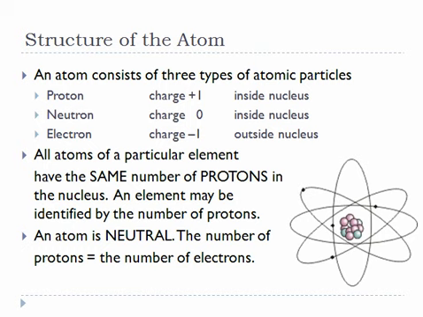All atoms of a particular element have the same number of protons in the nucleus. That's really important, so you should put a star or highlight that point. An element is actually identified by the number of protons it has. So if something has 6 protons, it is always 100% of the time carbon. If something has 2 protons, it is always 100% of the time helium. If you change the number of protons, you change the element completely. That's really important. An atom is also neutral, which means that the number of protons that are positive have to equal the number of electrons that are negative so that the charges balance out.